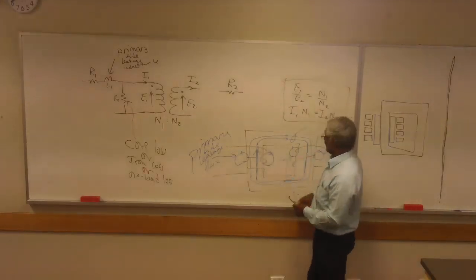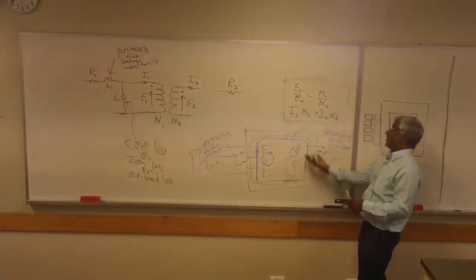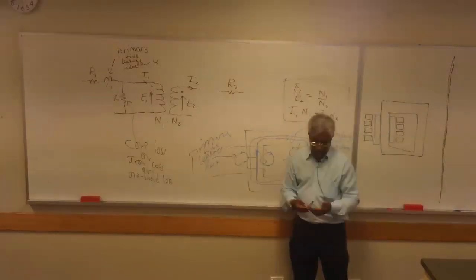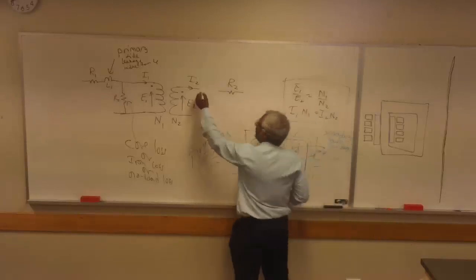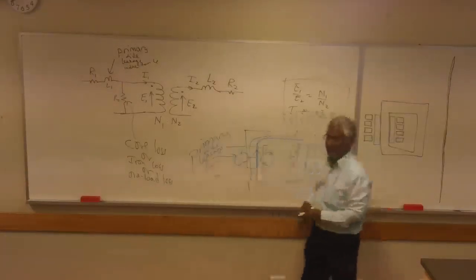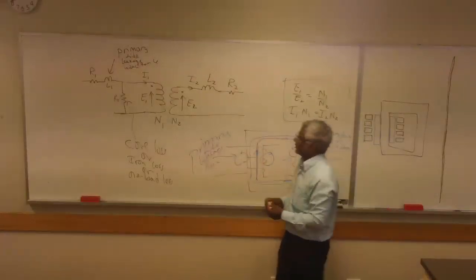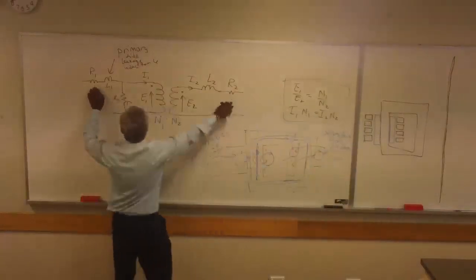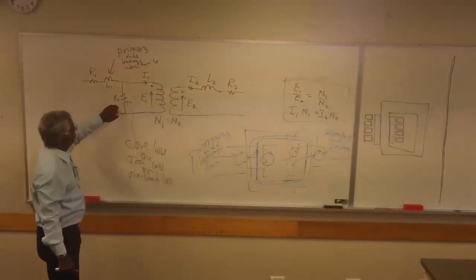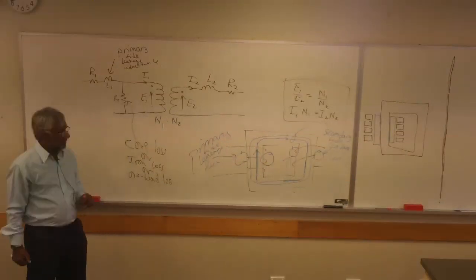Okay, so similarly then, on this side, if there was current flowing on this side, you would have this here. So that's your third imperfection. So first imperfection, winding loss. Second imperfection, core loss. Third imperfection is the leakage.